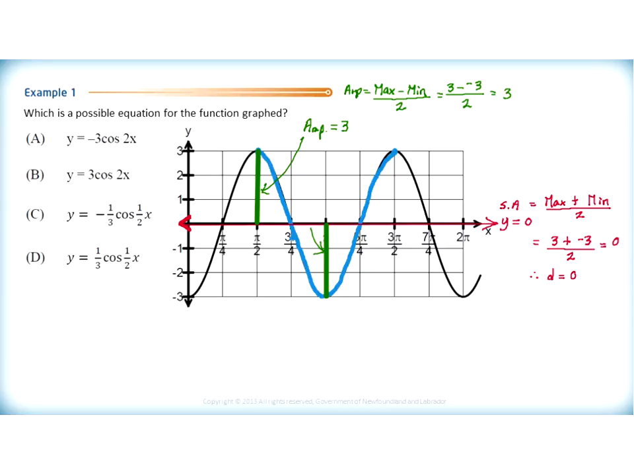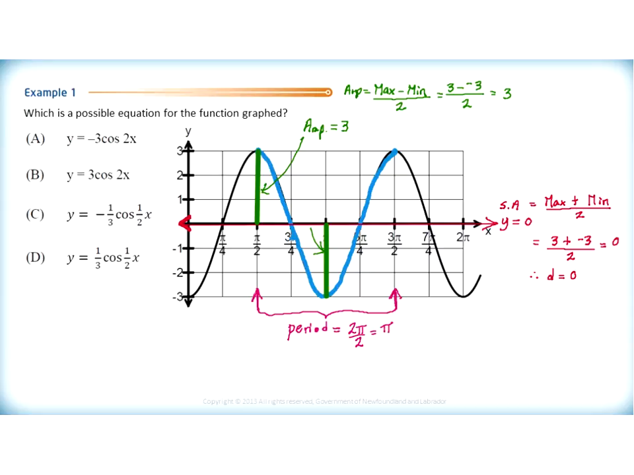Now we would need to look at the period of the function, which is the length for which one full cycle occurs. So if you look at the distance between a positive pi over 2 and a positive 3 pi over 2, this represents the period of the function. So the length for which one full cycle occurs here is given to be 2 pi over 2 radians, which is just equal to pi.